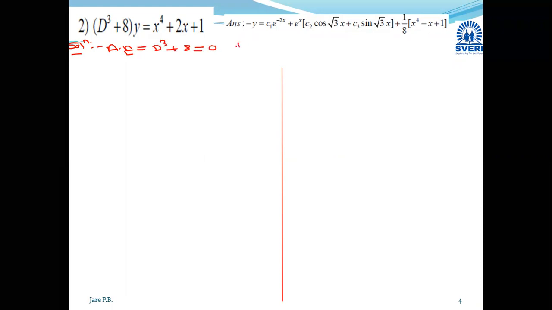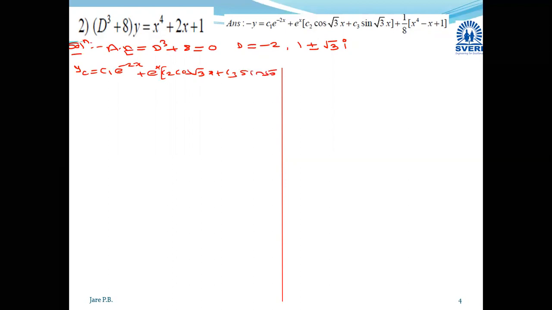What is the first root? D is equal to minus 2. What about the second root? 1 plus or minus root 3 i. Okay, so from this we got yc equal to, what is yc equal to? C1 e raised to minus 2x plus e raised to x (c2 cos of root 3x plus c3 sine of root 3x).